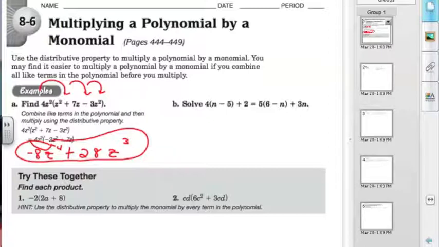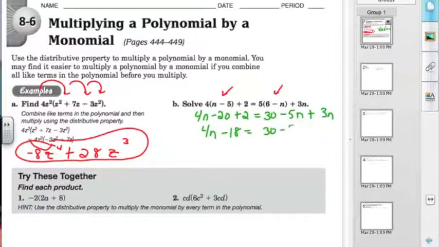All right, now in situation B, they want you to solve this. And the first thing you have to do, since the two terms are not similar, because if they were similar, you could do something completely different. But since they're not, you will have to use a distributive property. So I have 4n minus 20 plus 2 equals 30 minus 5n plus 3n. All right, combine like terms, just like you did in situation A. So I have 4n minus 18 equals 30 minus 2n.